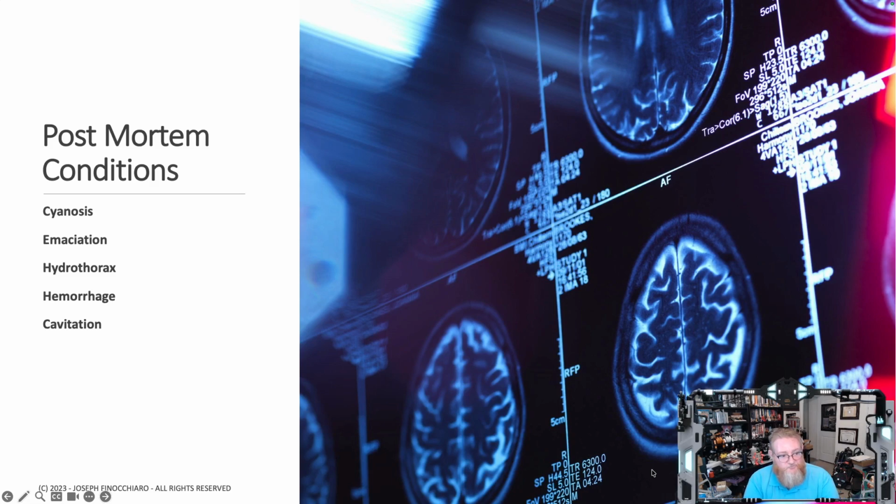So what are some post-mortem conditions associated with diseases of the respiratory tract? You have cyanosis, and if you have cyanosis, if you are lucky, you are catching it early on so that you can flush the deoxygenated blood. If you are unlucky, you are going to have some pretty bad formaldehyde gray.